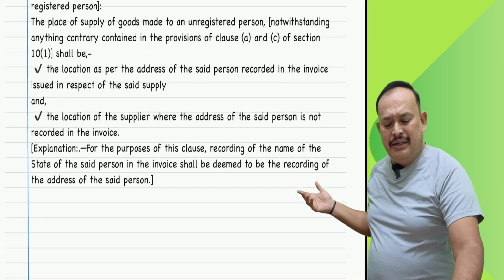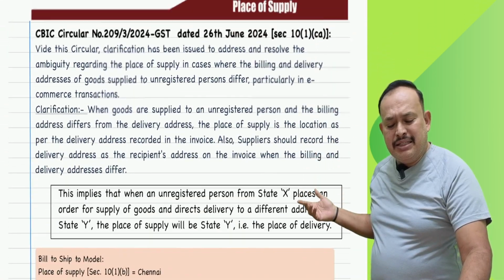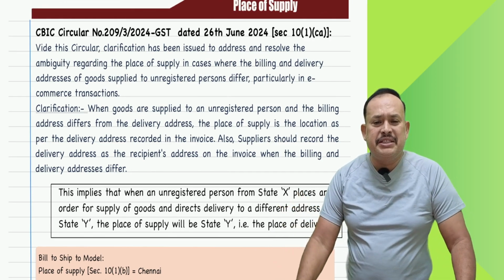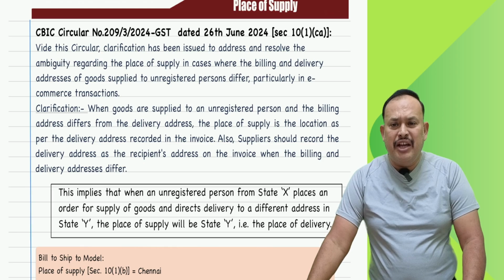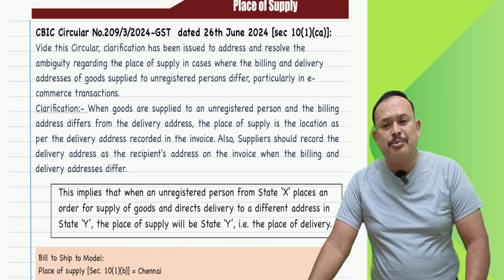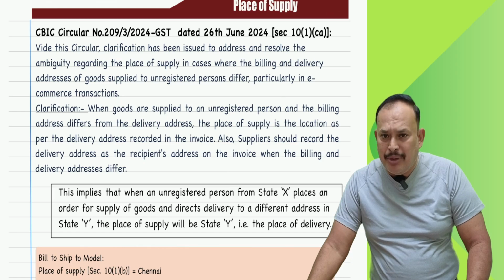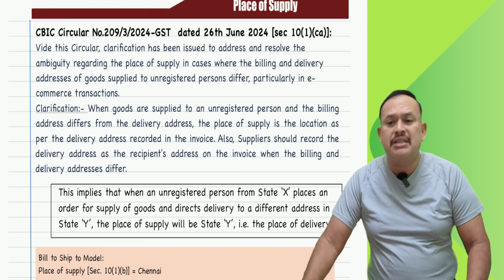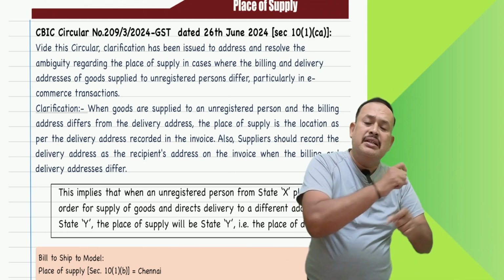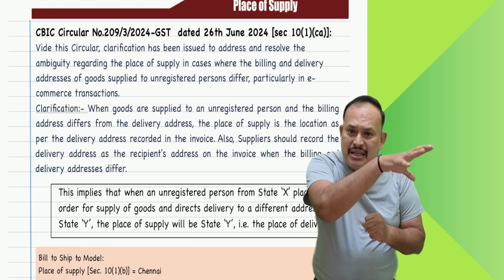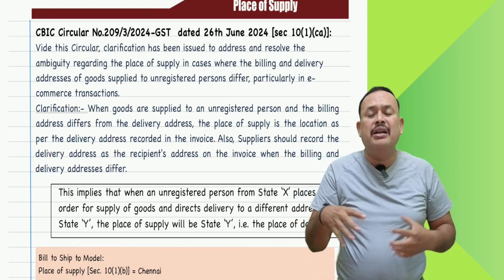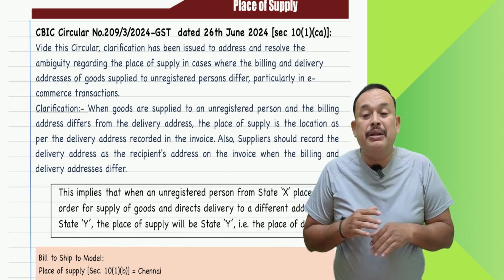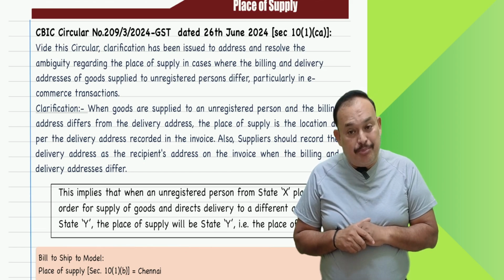Circular clarified. There is a CBIC circular in the recent past, which clarified that in the case of supply of goods to an unregistered person through an e-commerce operator, where the billing address is different from the delivery address, the delivery address of the recipient is the place of supply for the supplier.